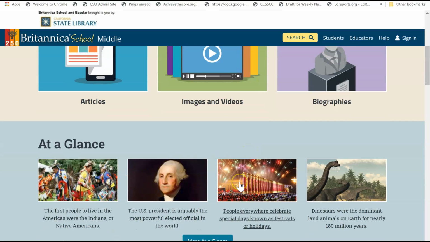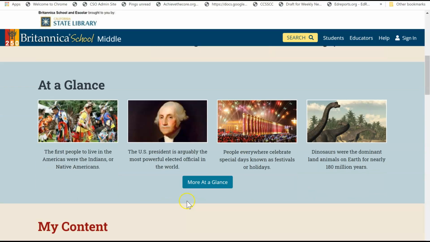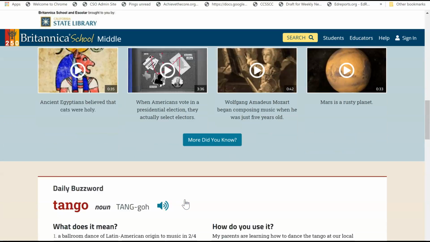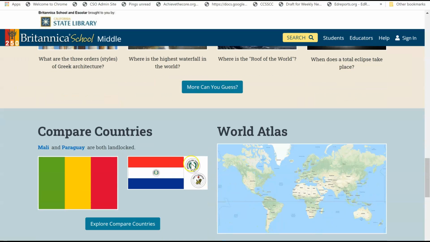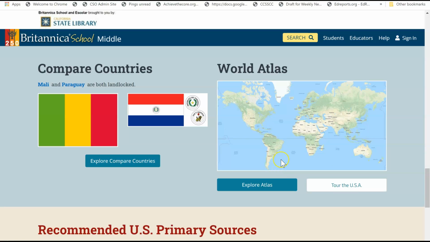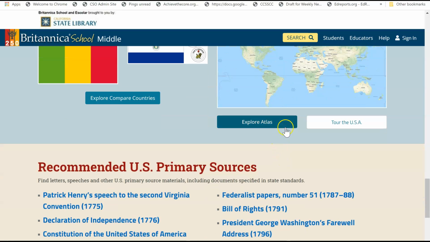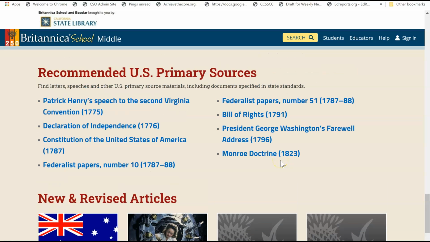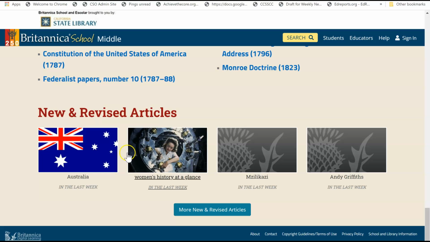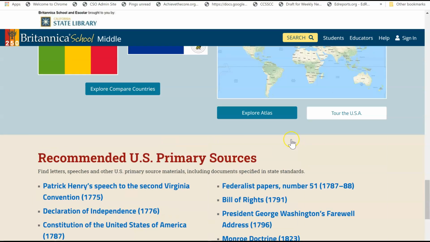At a Glance is kind of your current events, so you're slowly edging into current events and news. This is talking about the Americas at Thanksgiving time and presidents. It's got a Did You Know, a wonderful vocabulary here, and a Can You Guess. Then if you go down, we've got that good work with compare, and obviously this information is going to be a little more complicated, and our good work with the atlas. There is a little bit of information here with primary sources that you can start doing with your students, and then you've got your news articles down at the bottom.